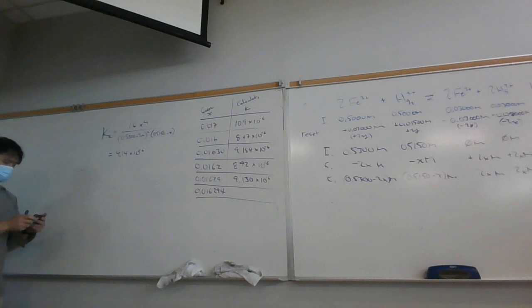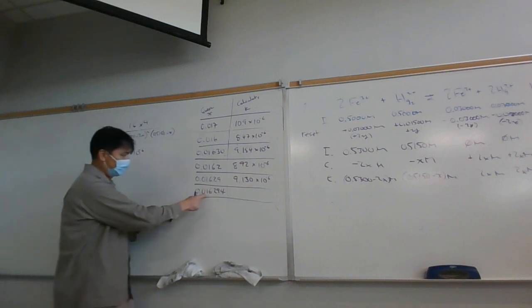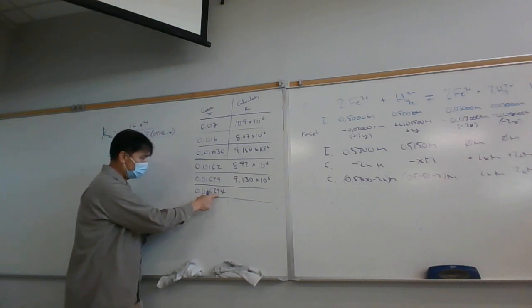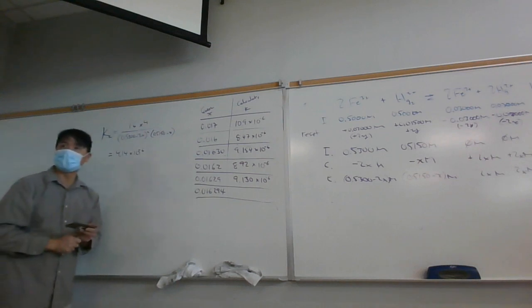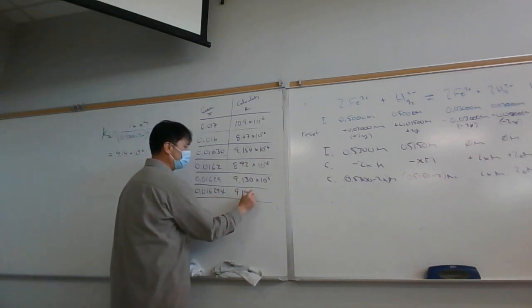Okay, so I'm going to go with 0.016294 squared times 16 divided by parentheses 0.53 minus double this. So that's going to be 0.032588, so 0.53 minus 0.032588, close parentheses, square that, divided by parentheses 0.515 minus 0.016294. And then what did you get? 9.140 times 10 to the minus 6.